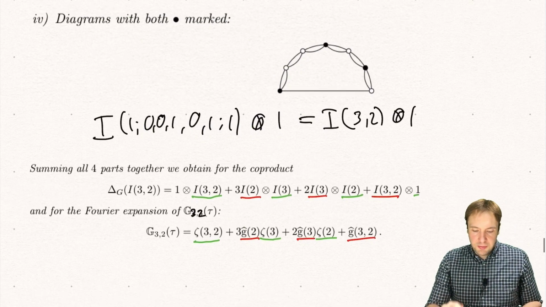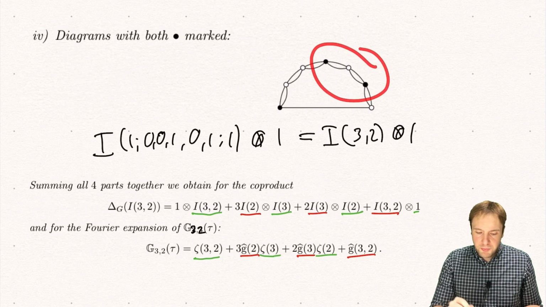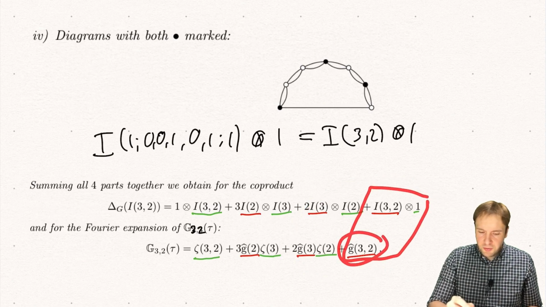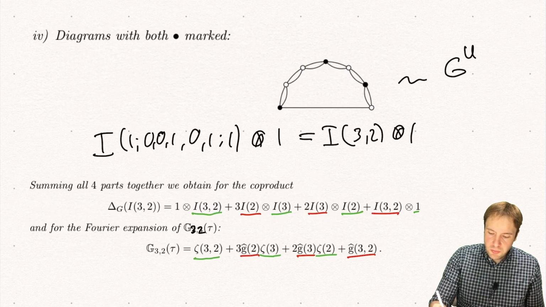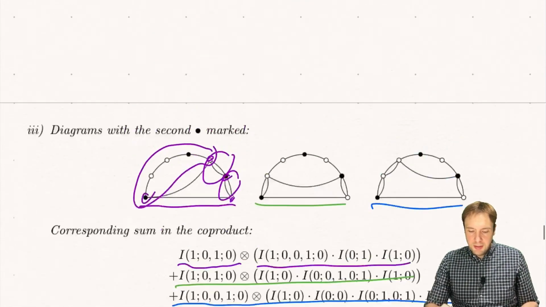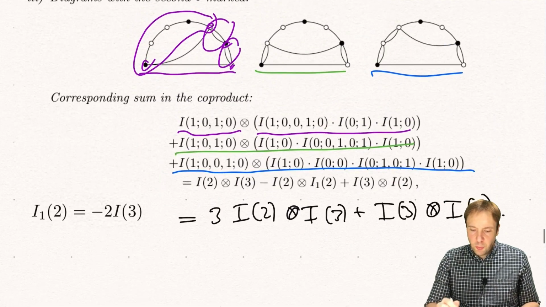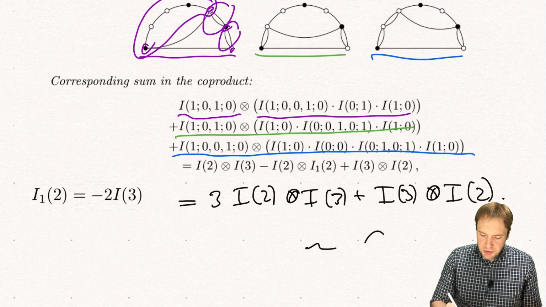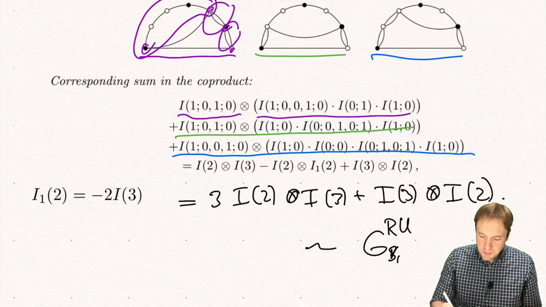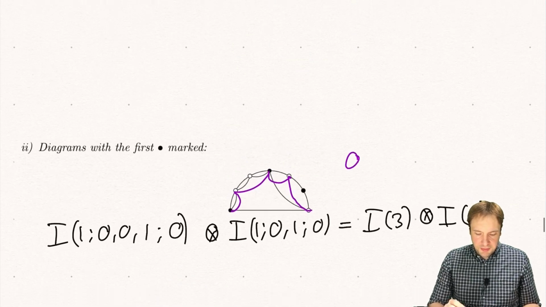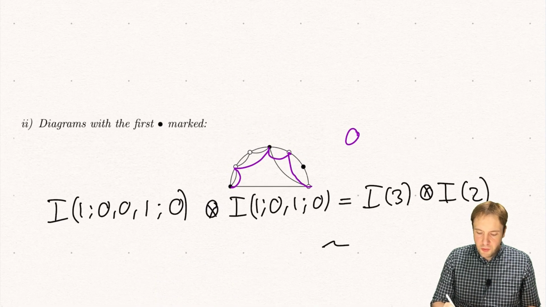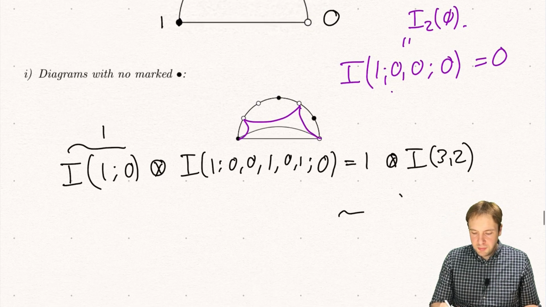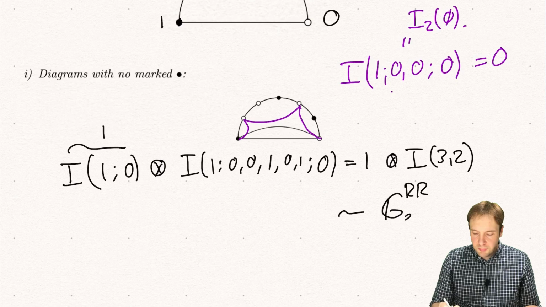And also, if you look closely, then you see that choosing both black dots here gives, in this formula here, which just gave this part, this corresponded exactly to the G U U 3, 2. Then this part here, where we choose the second black dot and not the first one, this corresponded exactly to G R U 3 2. And here in this case where we mark the first one, this corresponds to the term which we got from G U R 3 2. And here this part corresponded to G R R 3 2.